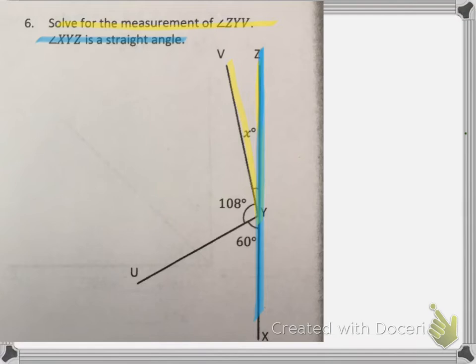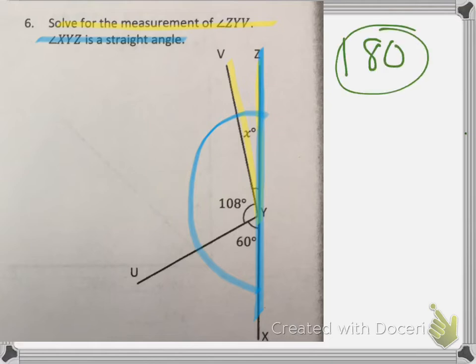Straight angle means 180 degrees. So I'm going to put my arc over all of that. Include the X, the 108, and the 60. 180 degrees, straight angle. So 180 degrees, that's the first part of my number bond. Now let's take a look. Part of this angle is 60 degrees. Part of this angle is 108 degrees. And part of it is X.